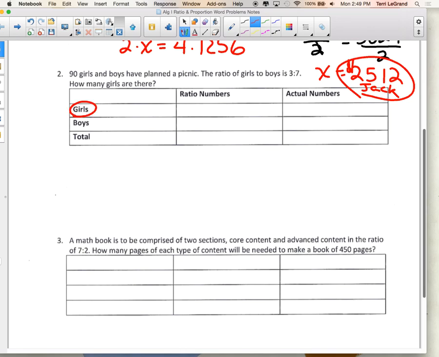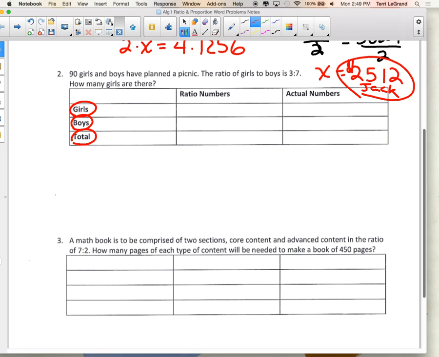Okay, so the good thing about this one is the labels are kind of right there, aren't they? Somebody tell me what I should put in where. Jayden, give me one of them. What should I put somewhere? I do the actual number for girls. Three.